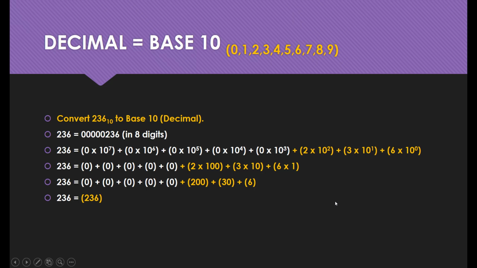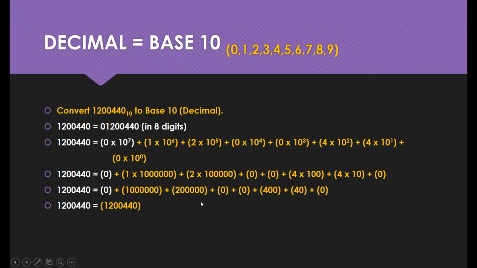So let's try one more and see. This time we have a larger number, and we are told to convert 1,200,440 to base 10, which is to decimal. So we convert that to an octet, that is 8 digits, and that's what we have here. And we follow the same process.